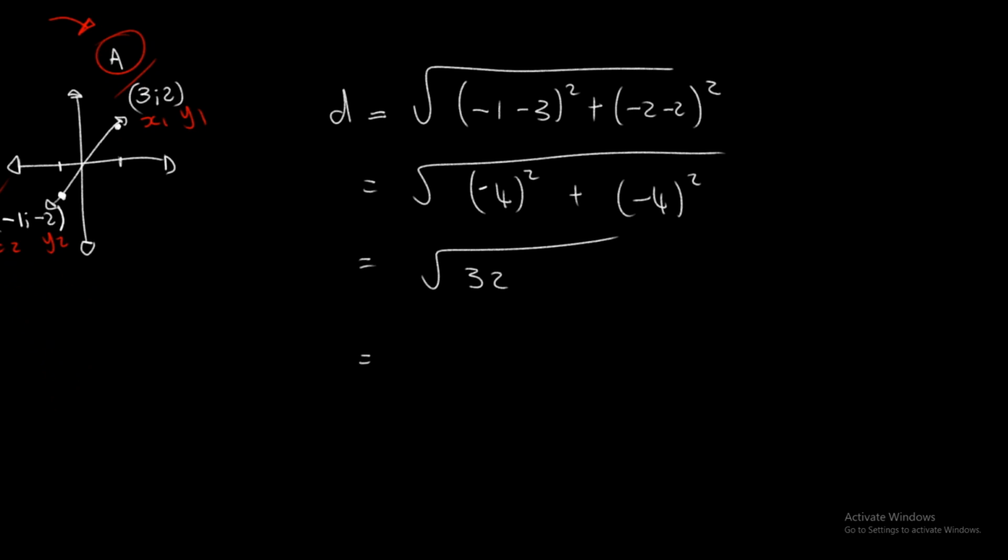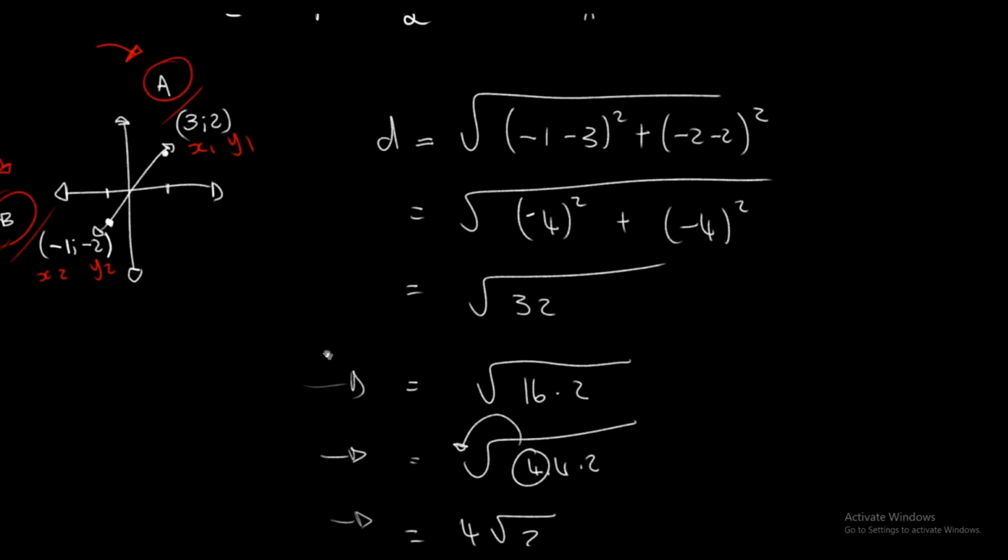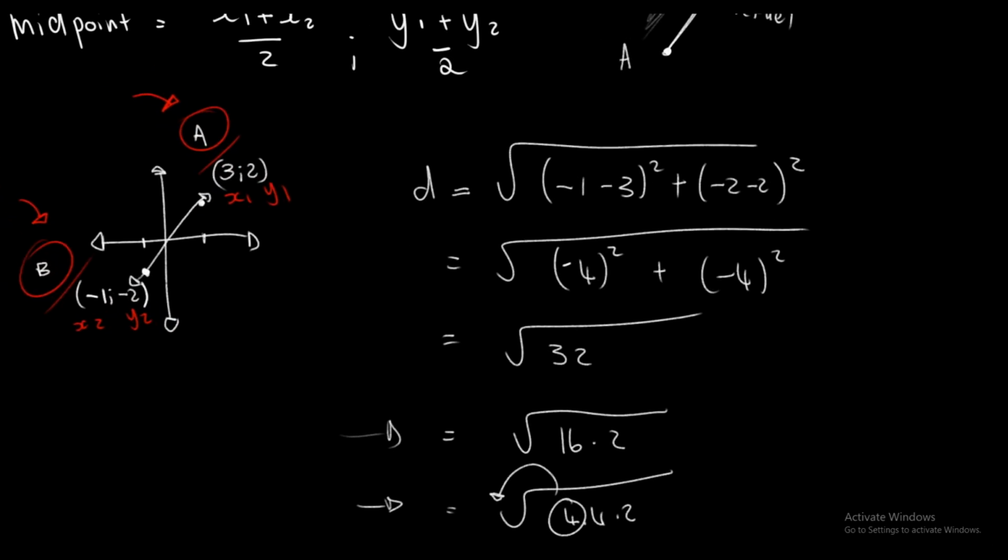Now I can even break this up further by saying, well, the square root of 32 could be 16 times 2, which I can then even break up further, where we can say 4 times 4 times 2. And then since I have a duplicate of 4, I can move one forward. So that gives me 4 square root 2. Now obviously you can skip these steps. It's just for the video. Okay, so we found the distance between the points, which is 4 square root 2. So the entire distance over here is 4 square root 2.